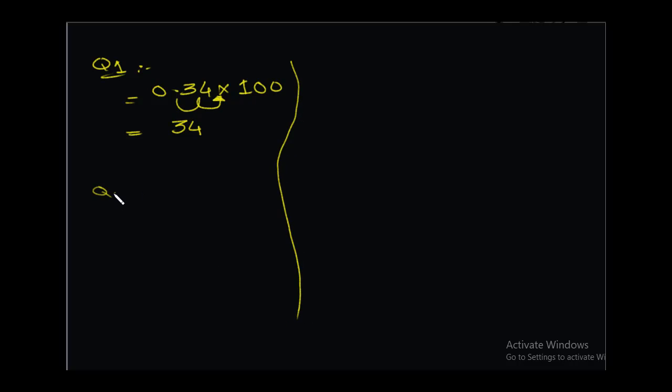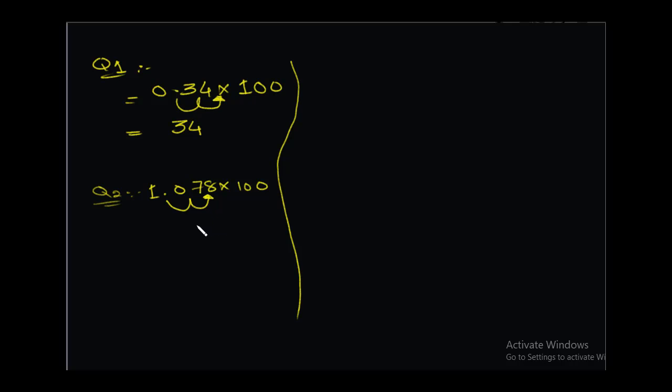Now we take another example, question number 2, and question number 2 is 1.078 multiplied by 100. As we have done the above question, we follow the same method for this. One step, two steps.